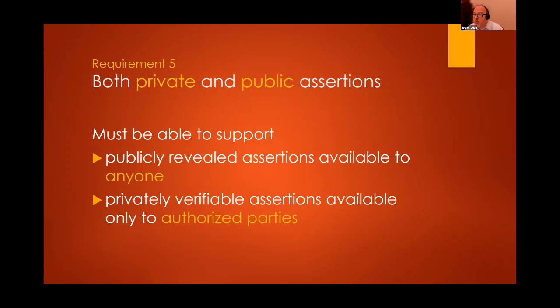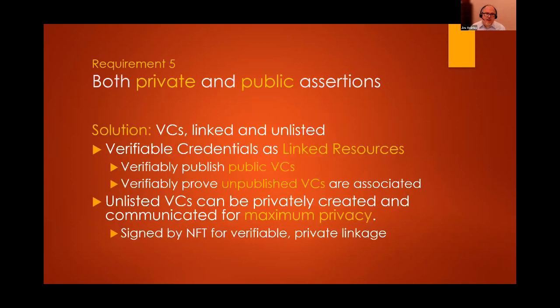Requirement 5, we need to be able to enable both private and public assertions. And that means we have to be able to support publicly revealed assertions that anyone can see. And we need to be able to have privately verifiable assertions that maybe are only available to authorized parties. And our solution to that is a combination of verifiable credentials that are linked or unlisted. So they could be listed as a linked resource, where we literally publish the VC. We could have a public endpoint and the DID document points to that and you can go and download it.